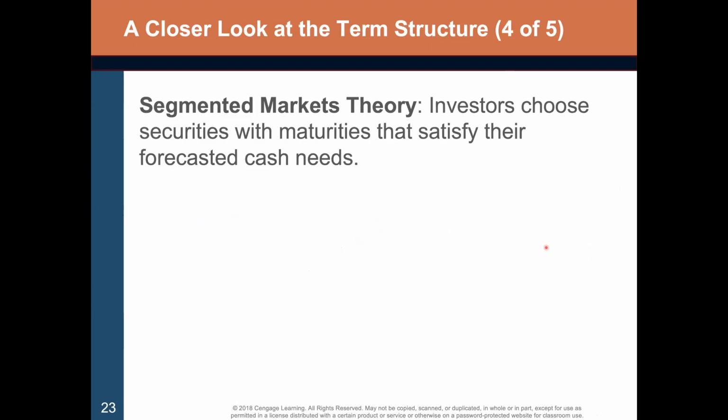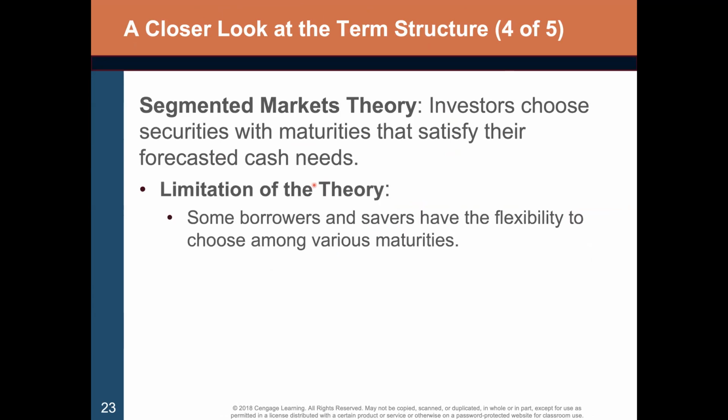So let's take a closer look at the term structure. We've got another theory that's called the segmented markets theory. This theory suggests that investors choose securities with maturities that satisfy their forecasted cash needs. So those with cash needs distant in the future, they'll choose longer term securities. Those with more immediate cash needs will invest in shorter term, so maybe money markets. So there are some limitations of this theory. Some borrowers and savers have the flexibility to choose among various maturities.